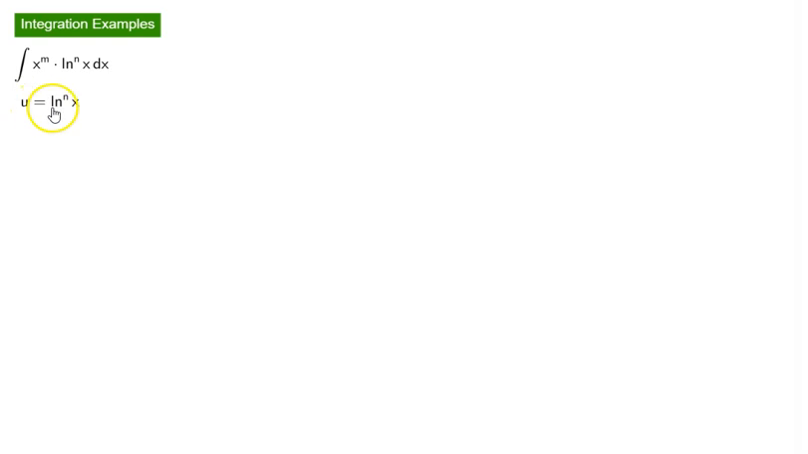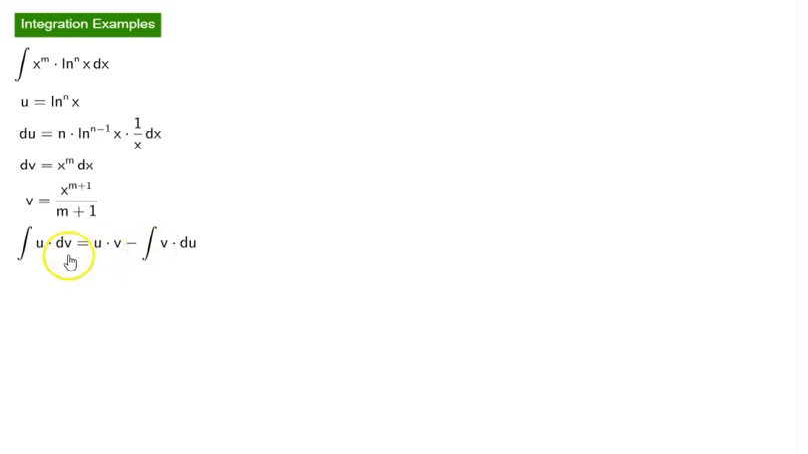So in this, we will take u as natural log to the power of n of x. Differentiating it, we get du is equal to n times the natural log to the power of n minus 1 x times the derivative of natural log of x, which is 1 by x, and dx. Now, if you have taken u as this, then dv will be equal to x to the power of m dx. Now, to get v, we integrate both sides. We get v is equal to x to the power of m plus 1 divided by m plus 1. Remember the integration by parts?